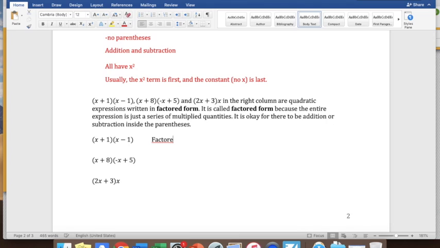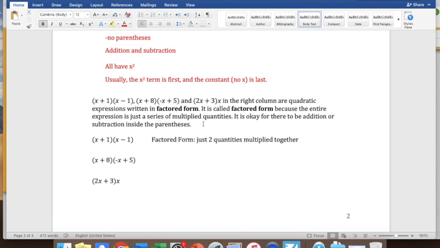because it's just two quantities multiplied together. It's x plus 1 times x minus 1. It's x plus 8 times negative x plus 5. And it's 2x plus 3 times x. All right, so that's our factored form. Two quantities multiplied together. And that is basically our new learning for today.